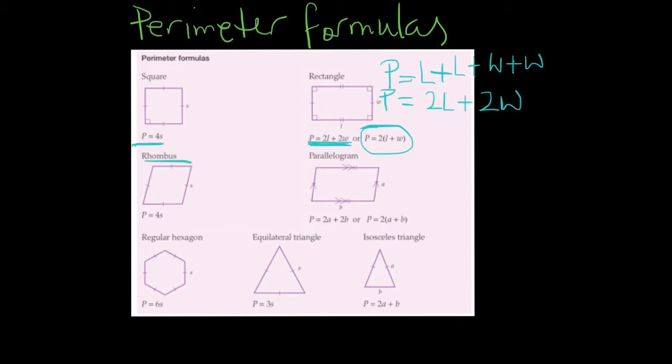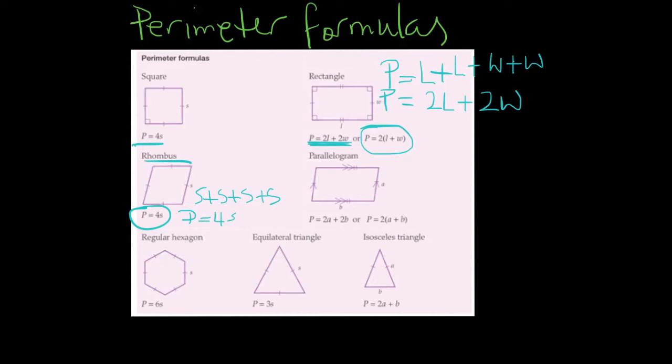Next is the rhombus. If we look at the rhombus, we can see that a rhombus really is just a square tilted on its side. So it's a parallelogram that has 4 equal sides. So again, when we start on one corner and move all the way around the rhombus, we are just adding S plus S plus S plus S. So the perimeter is 4S. Instead of saying S plus S plus S plus S, we just take one of our side lengths, multiply it by 4, and we get this formula over here.